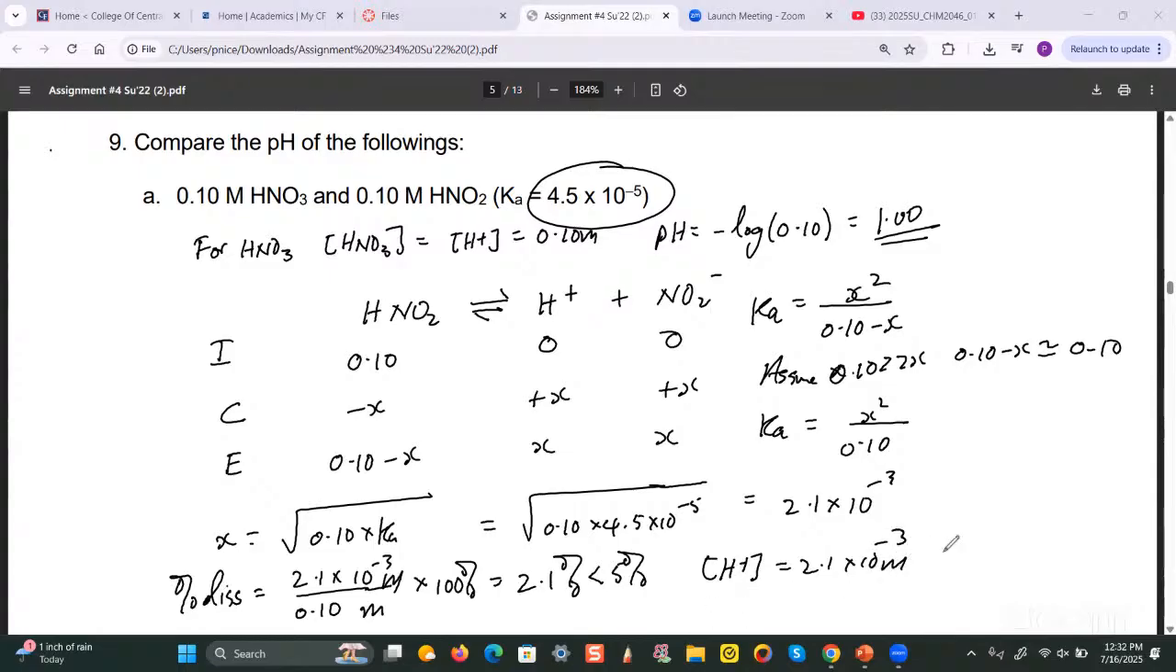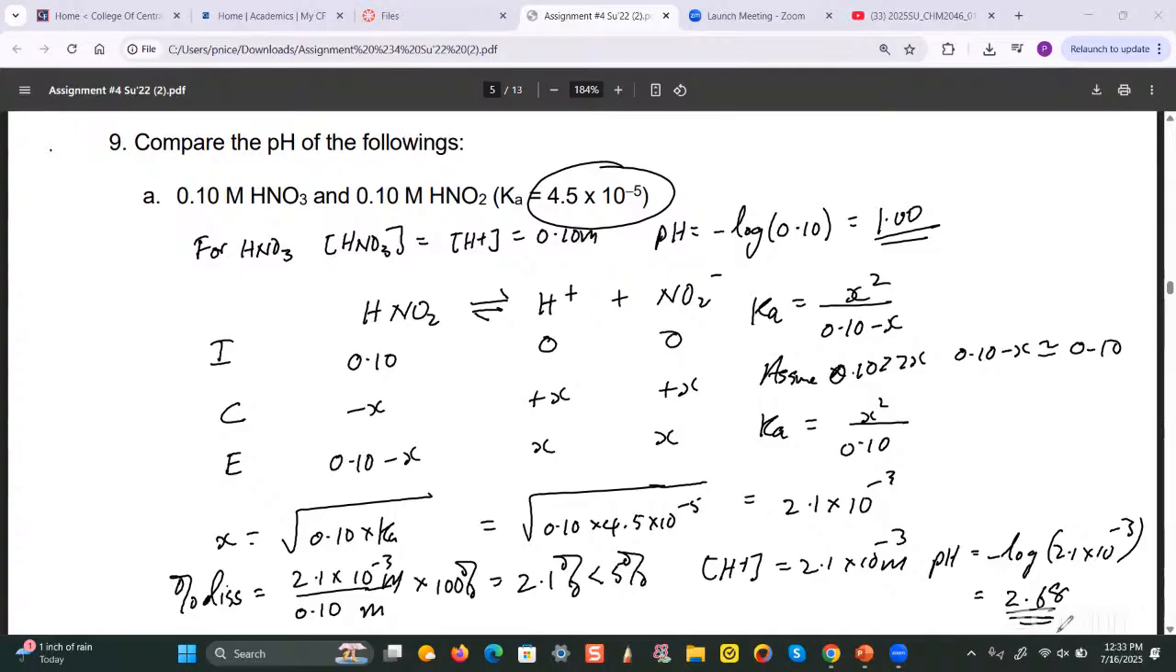So therefore, the pH is equal to what? Minus log of 2.1 times 10 to the minus 3. So let's see what that gives. 2.1 times 10 to the minus 3. Find the log of that, remove the minus sign. Okay, so 2 sig figs, which means that this should be 2 decimal places. So this should be, according to my calculations, 2.68. And that's how that is done.